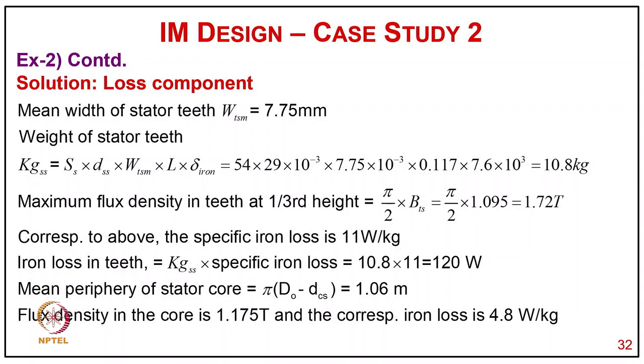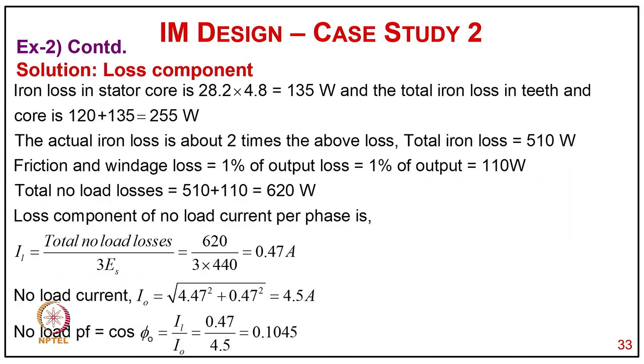So now the iron loss in teeth is KGS into the specific iron loss. Putting the value of this, it comes 120 watt, and mean periphery of stator core, pi D minus pi ts, is 1.06 meter. The flux density in the core is 1.175, and corresponding iron loss per unit weight is 4.8 watt per kg. Now the iron loss in stator core is this specific loss into weight, so 28.2 into 4.8, 135 watt, and the total iron loss in the teeth and core is 120 plus 135, 255 watt. The actual iron loss is about 2 times the total, so total iron loss is 510 watt. Friction and windage loss is 1% of this, so it's 110 watt, so total loss is 510 plus 110, 620 watt. The loss component of no load current is IL equal to total no load loss divided by 3 Es. So it comes 0.47 ampere.